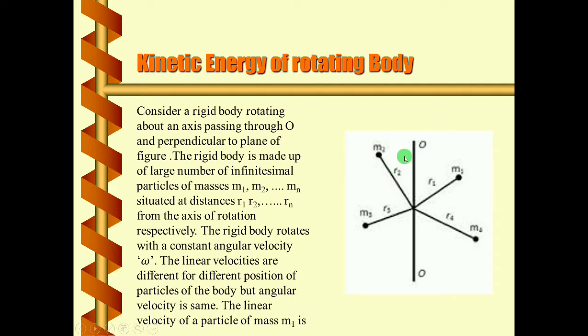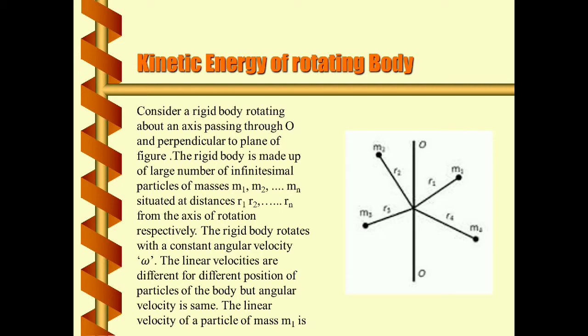So what we considered here is a rigid body which is made up of a large number of particles of masses m1, m2 up to mn, and these particles are at distances r1, r2 up to rn from the axis of rotation. This rigid body is rotating with a constant speed of rotation, that is omega, but the linear velocities of all the particles here will be different because particles are at different positions. But the angular velocity will be the same.